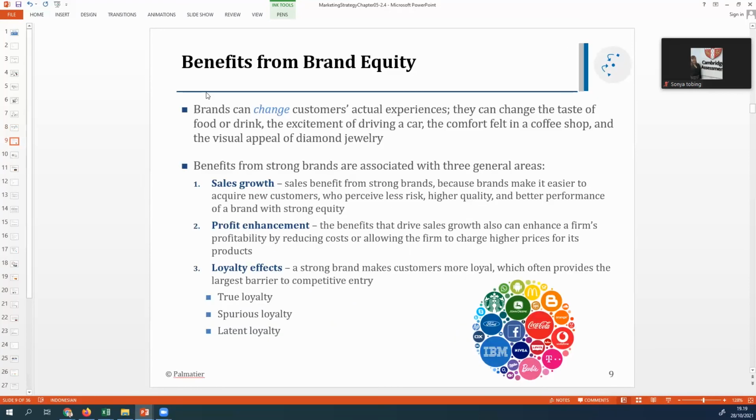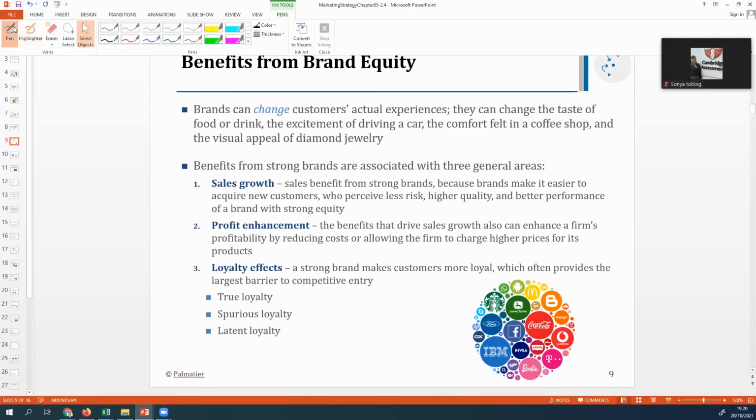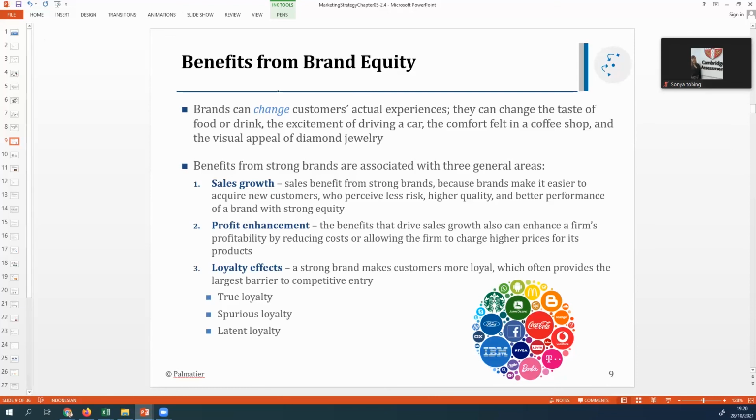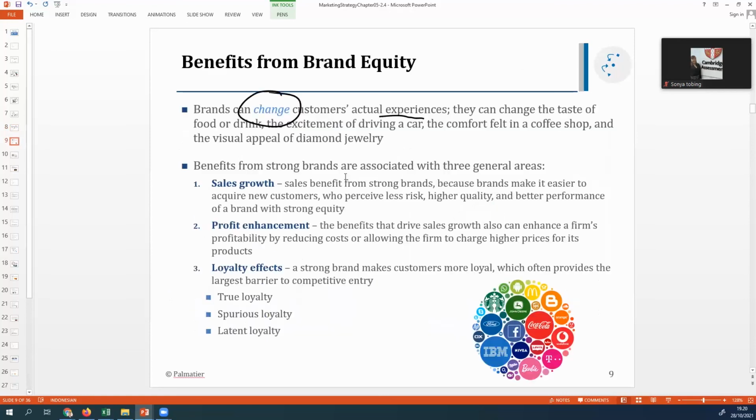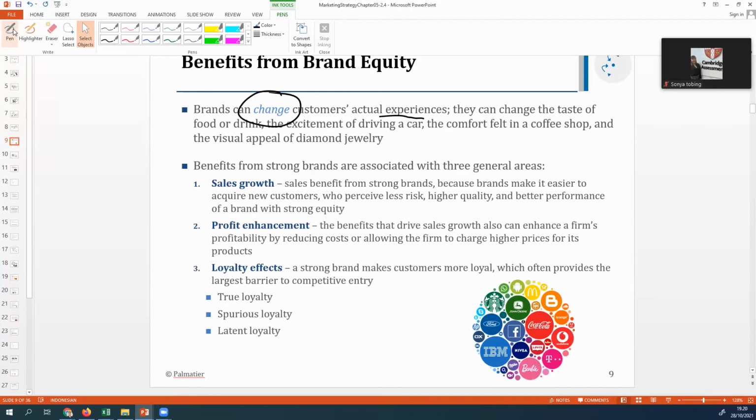So what is the benefit from brand equity? Brand can change the customer's actual experience, because when they know the brand, they are going to be at different coordinates. They are willing to pay more.